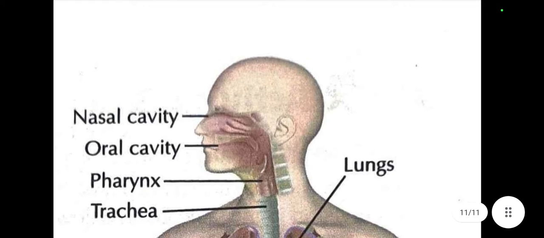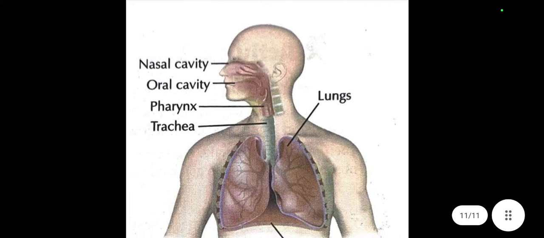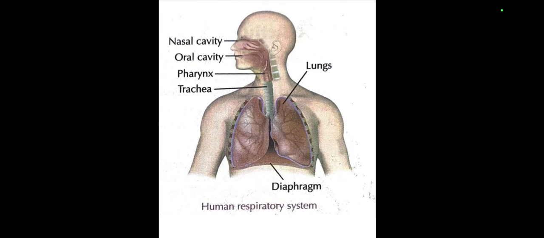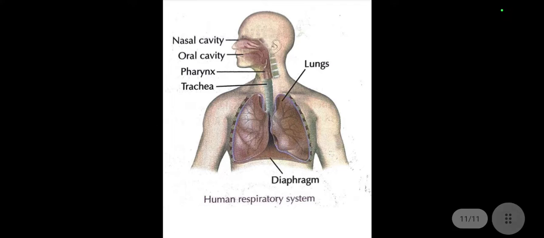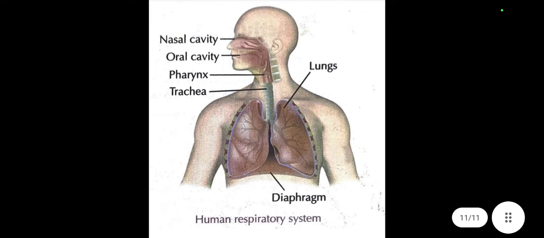So you can watch this image. You just make this image in your copy and write the names like this. You just write this type of thing: nasal cavity, oral cavity, pharynx, trachea, lungs, diaphragm.